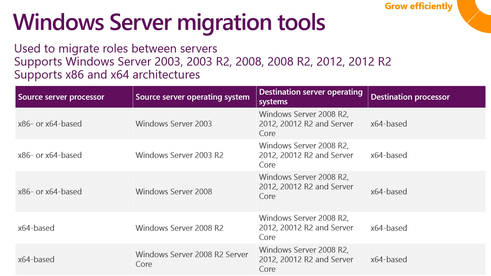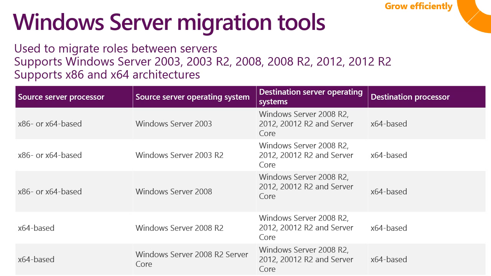So let's change gears a little bit here and start talking about some of the other Windows Server migration tools. These are the tools that are included with Windows Server 2012 R2, and what they allow you to do is migrate certain roles from older versions of Windows up to newer versions of Windows. And what you can see here is that there's a mix of x86 and x64 servers from Server 2003 up to Server 2008 R2.